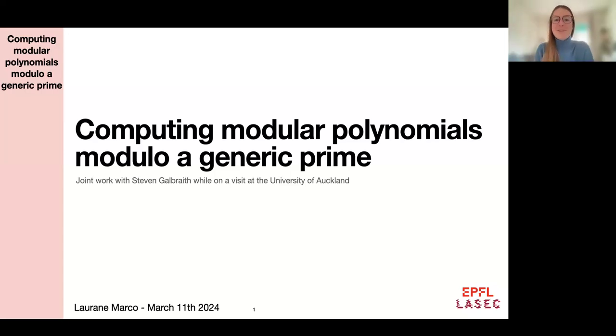Thank you, Maria and Jonathan, for the invitation, as always. Today I'm going to talk about modular polynomials and how to compute them. This is work that I did while I was visiting Steven Galbraith at the University of Auckland. So despite the fact that there's the EPFL logo everywhere, it's actually work that was done when I was in Auckland.